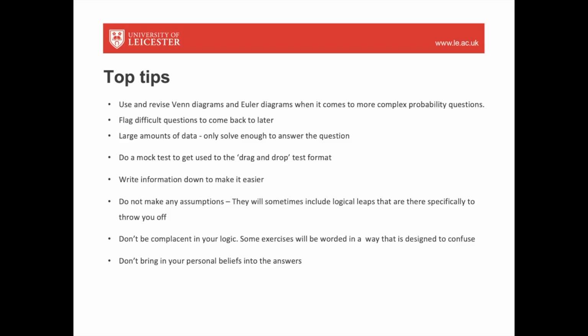Don't make any assumptions in this section. They sometimes include logical leaps that are specifically there to throw you off. So make sure you read everything really carefully, and don't be complacent in your logic. Some exercises will be worded in a way that is meant to confuse you, so be careful. The assumption recognition questions are usually intended to be controversial. So make sure that when you're answering them, you're objectively looking at the merits of each argument, as opposed to bringing in your own personal beliefs to answer the question.